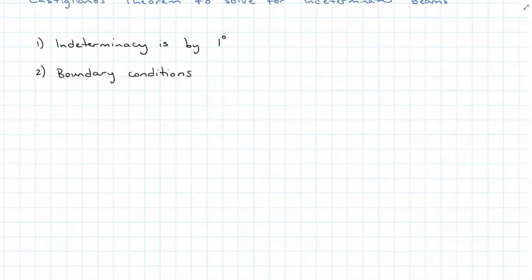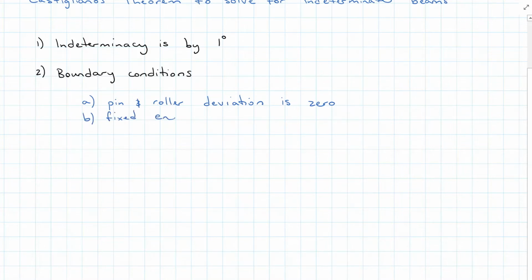So that, for example, is at a pin and a roller, vertical and/or horizontal deviation is 0. At a fixed end, slope and deviation are 0.